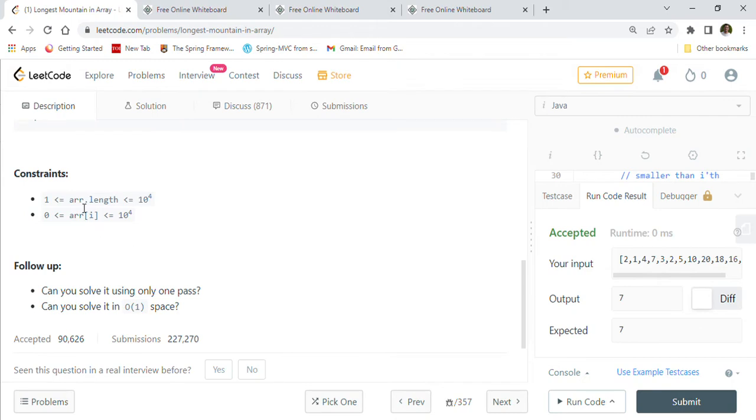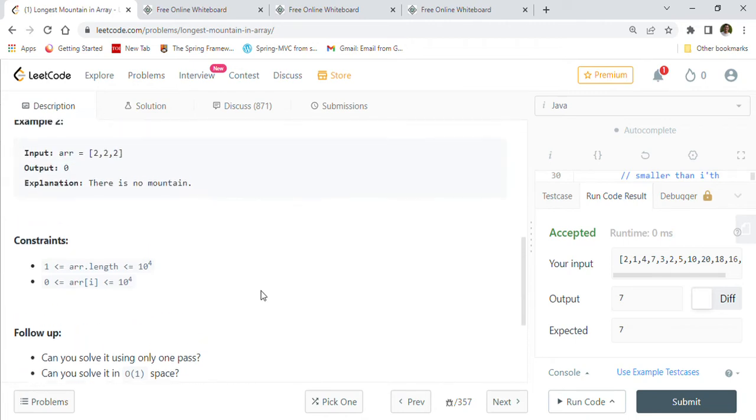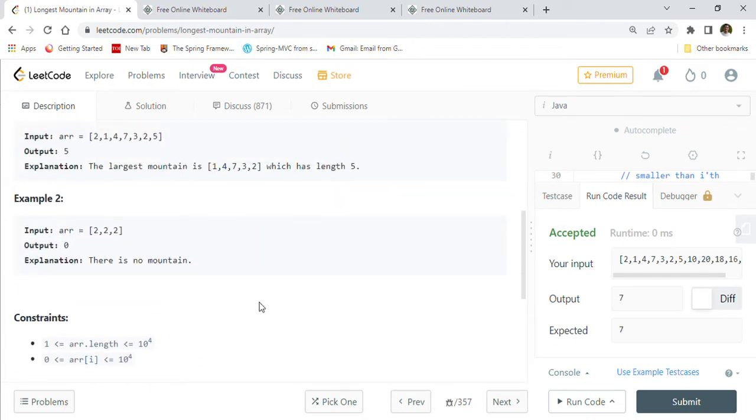The constraint says that the array length can be between 1 and 10 raised to 4. 10 raised to 4 means 10,000, right? So a maximum of 10,000 elements will be there in the array. And the number in the array can be between 0 and 10 raised to 4, inclusive. The follow-up is, can you solve it using only one pass, and can you solve it in order of one space? That one we will check later, but I'll first explain the solution.